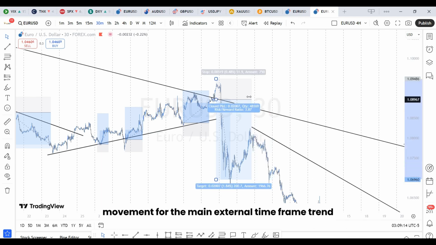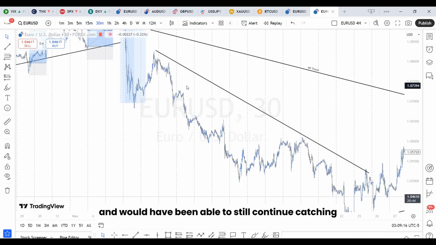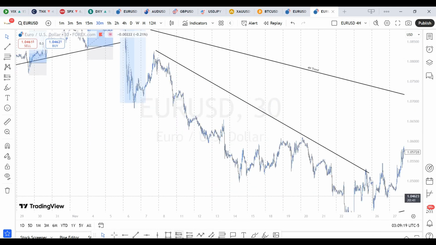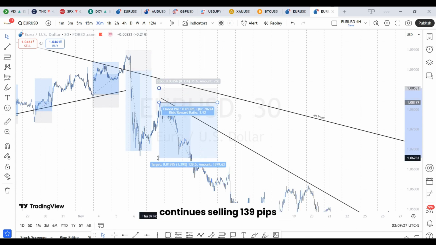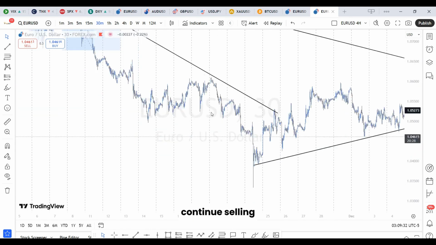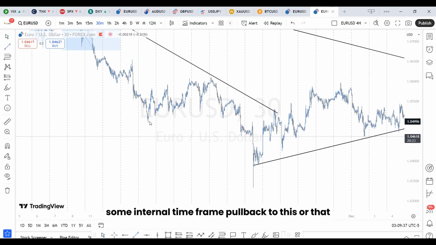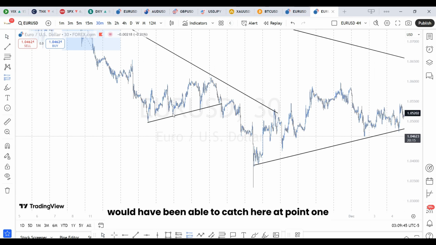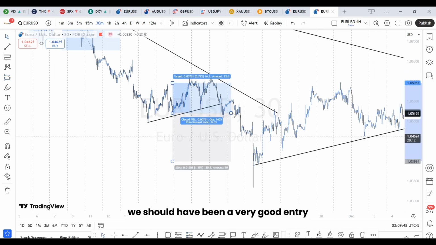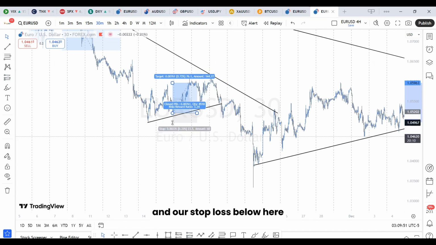movement for the main external time frame trend, and we would have been able to still continue catching internal time frame from point A, point B, all these areas inside of the external time frame. Continuous selling, 139 pips, continuous selling. Even here we might be able to have caught some internal time frame pullback to this other internal time frame trend. For that matter, we would have been able to catch here as point 1, which would have been a very good entry, and our stop loss below here.